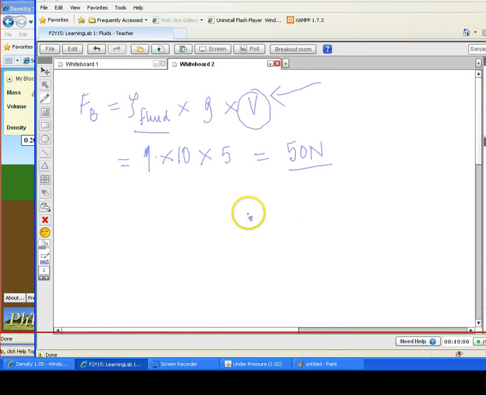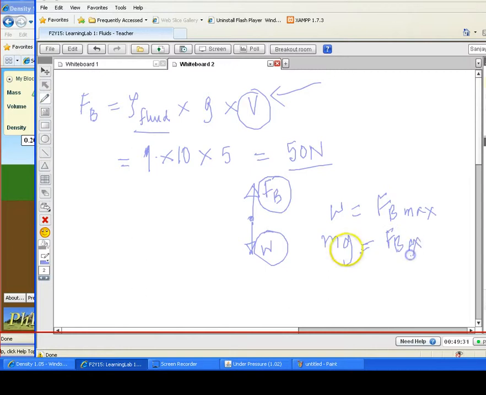Let's draw the free body diagram of the block. You've got buoyancy force acting up, you've got its weight acting down. If this is maximum, then obviously the weight will be maximum for equilibrium. So now we equate W equals FB max, which means mg equals FB max.